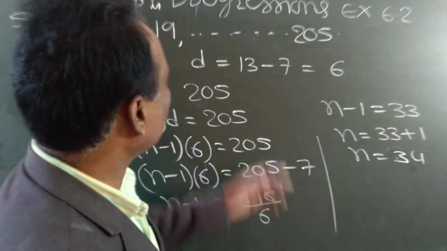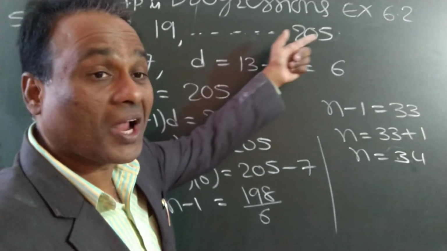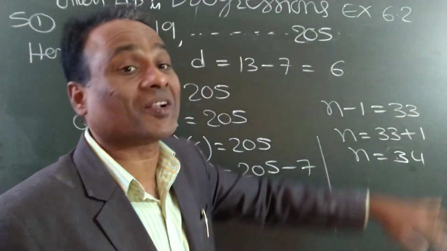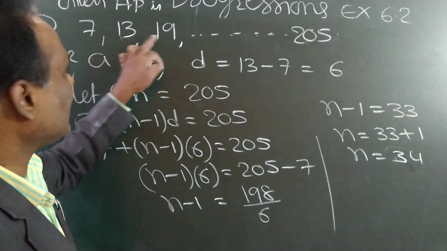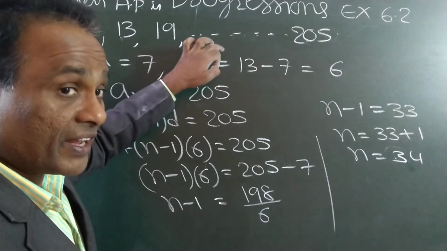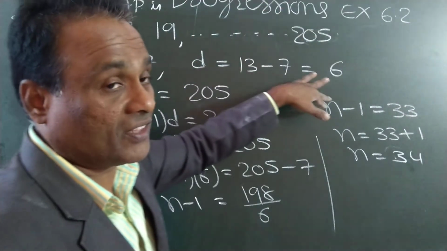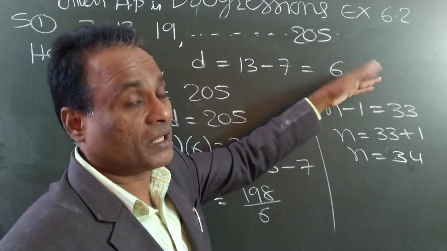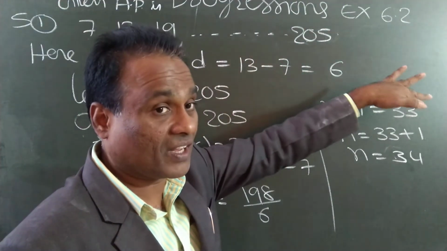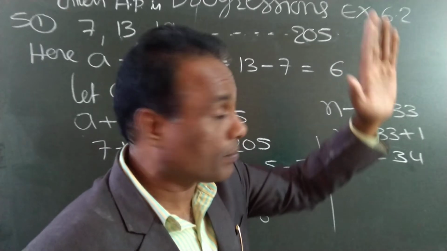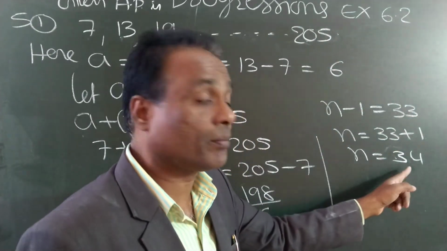So that means if you write the series, 205 will be the 34th term. So 7, 13, 19, 19 plus 6 is 25, plus 6 is 31, plus 6 is 37, plus 6 is 43, plus 6 is 49, plus 6 is 55, plus 6 is 61, like that. If you keep on writing the numbers, this 205 will be which number?